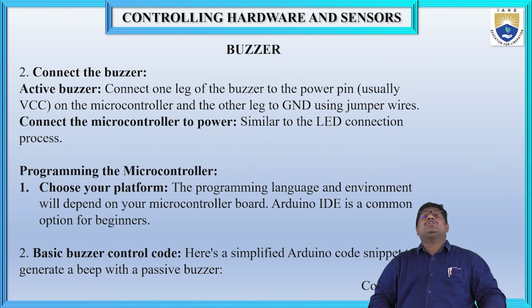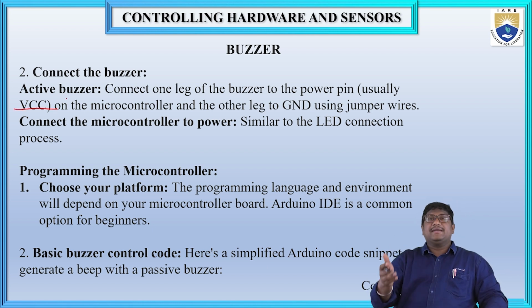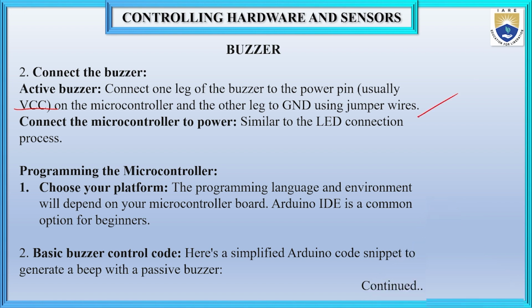And coming to the active buzzer, only one leg of the buzzer is connected to the power pin, which is usually VCC, and the other is connected to ground using your jumper wires. As I told you, jumper wires are also among the materials required for making a successful connection of these LEDs and buzzers.